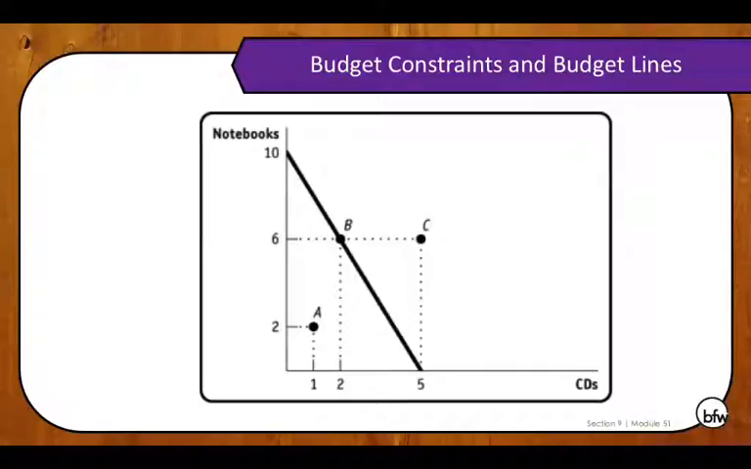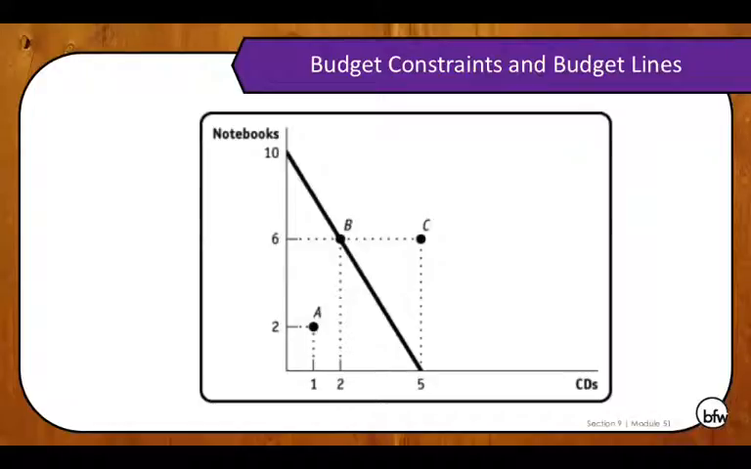Now, a point like C outside the budget line is unaffordable. It might be desirable. He might like to have 6 notebooks and 5 CDs, but he can't afford them. That would require $80 of income, but he only has $50 of income. Point C might make him happier than point B, but he cannot afford it.